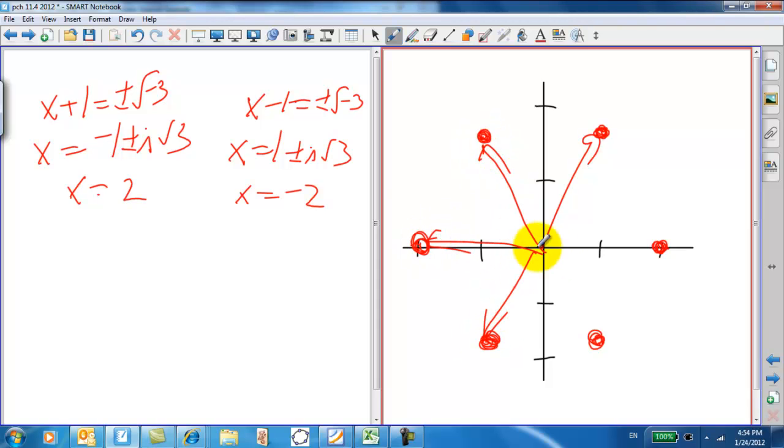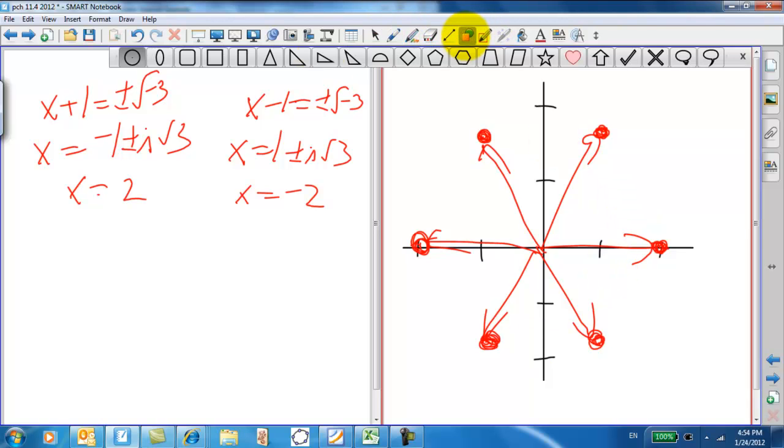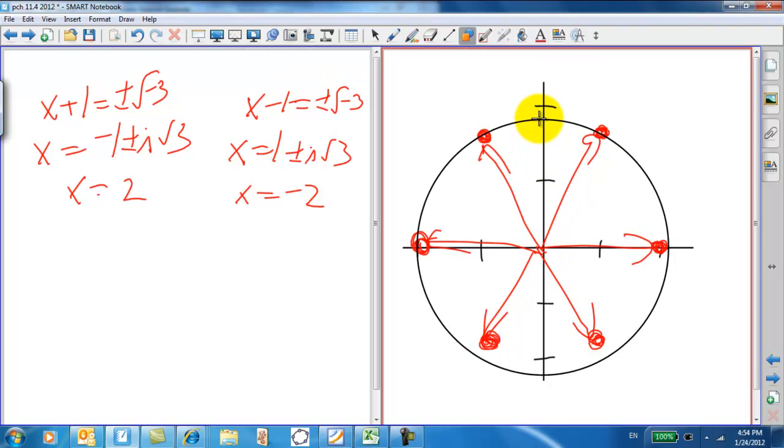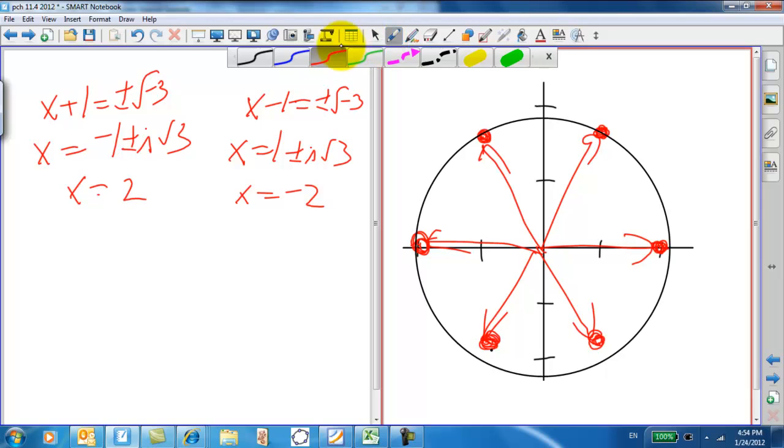All of them 2 away from the origin and equally spaced, every 60 degrees. Amazing. You can draw a line in that circle, well, if you make the dots big enough.